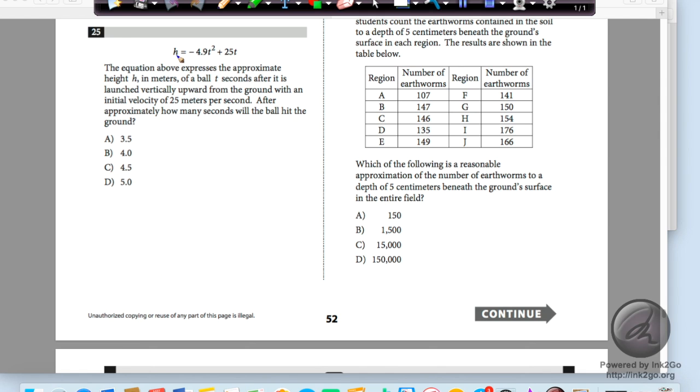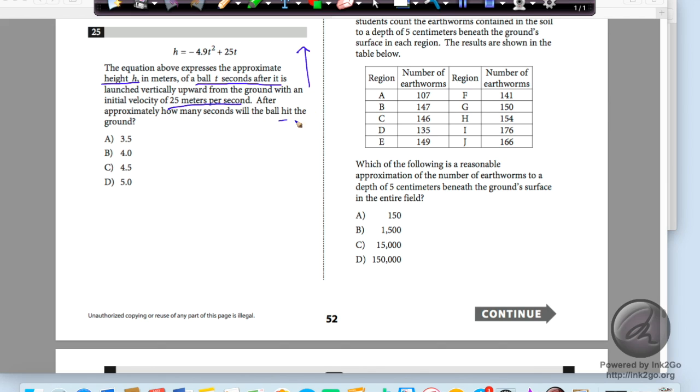Problem 29 states h equals negative 4.9 t squared plus 25. It says the equation above expresses the approximate height h in meters of a ball t seconds after it is launched vertically. So the height is representing the fact that the ball is immediately traveling upward, right? Vertically upward from the ground with an initial velocity of 25 meters per second. After approximately how many seconds will the ball hit the ground?